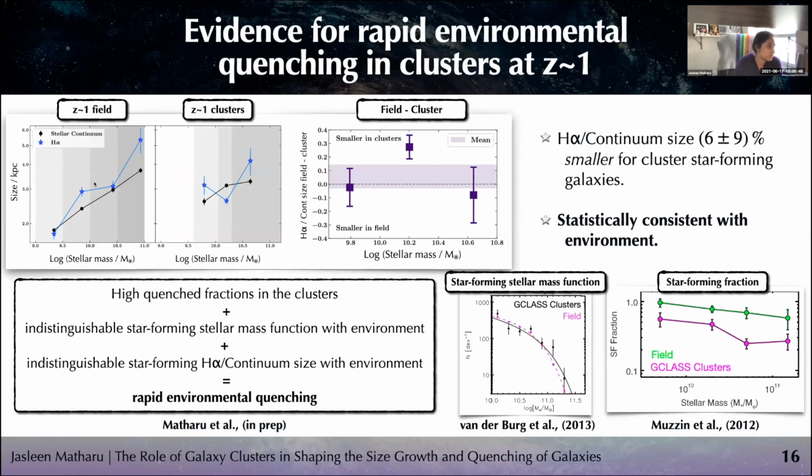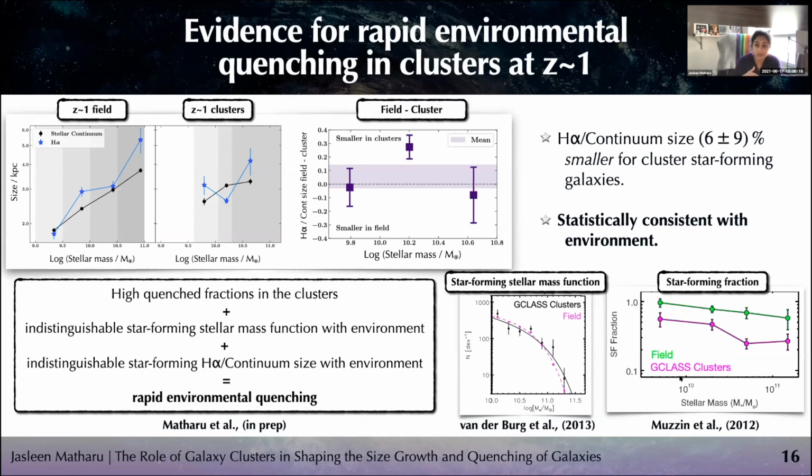And these are our results using this technique. On the left is the field relation, next to it is the cluster mass-size relation that we measure, and then here is the difference between the field and cluster environments. What we find is that the H-alpha over continuum size ratio is actually smaller for cluster star-forming galaxies by 6%, but given the error bar, is statistically consistent with environment. This is surprising because we know from previous work on the G-class clusters that environmental quenching is happening in these clusters due to the high quench fractions measured.